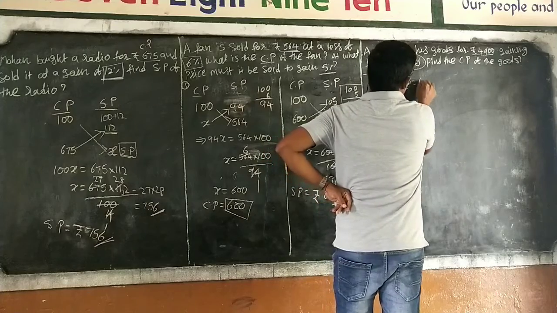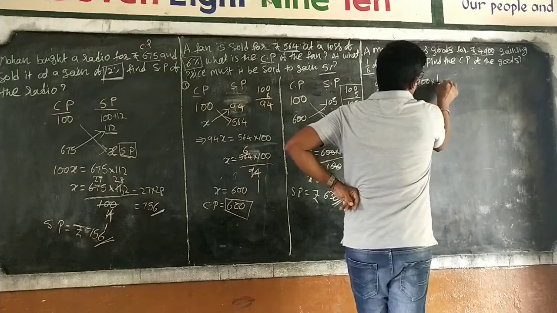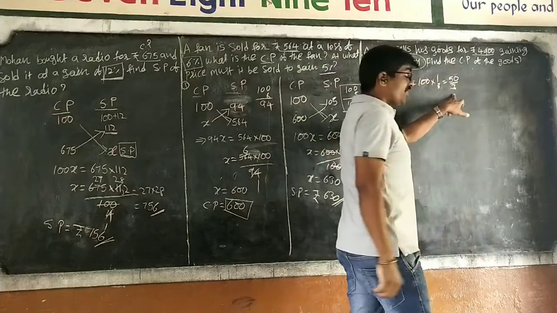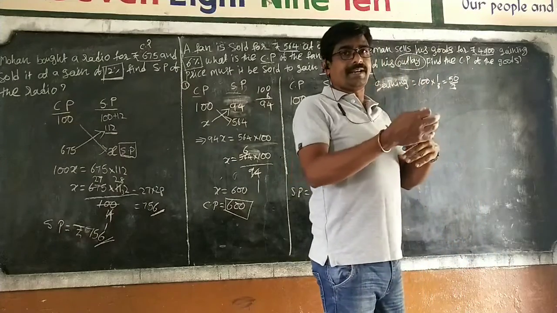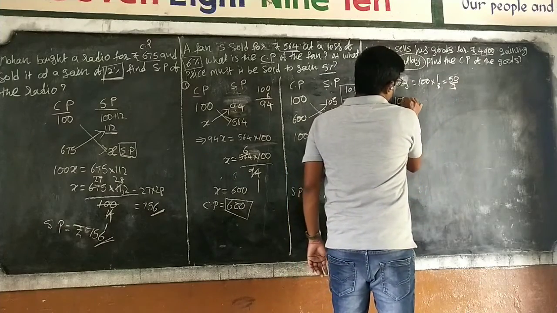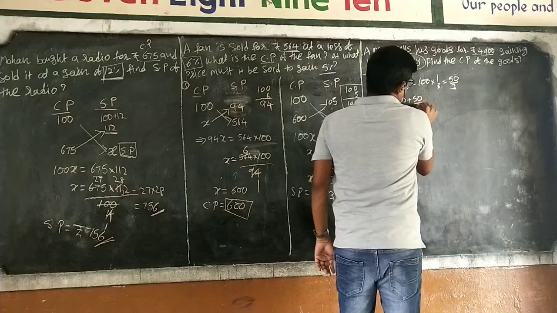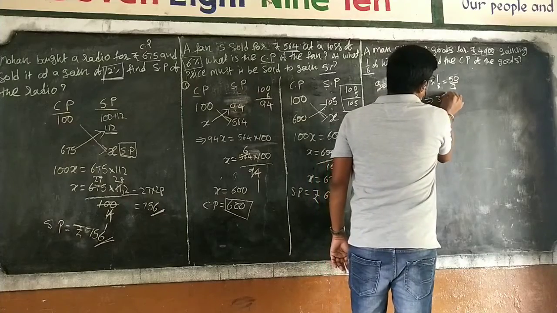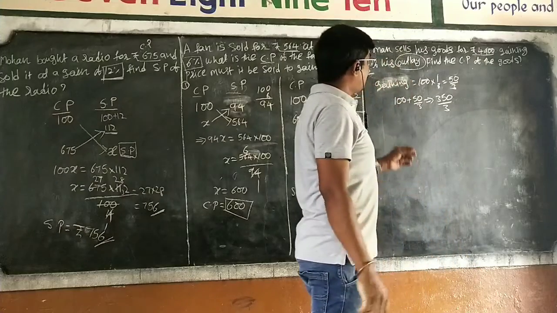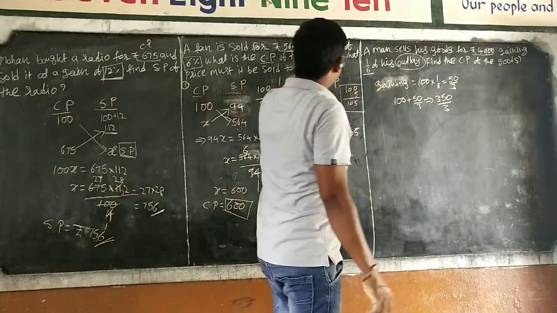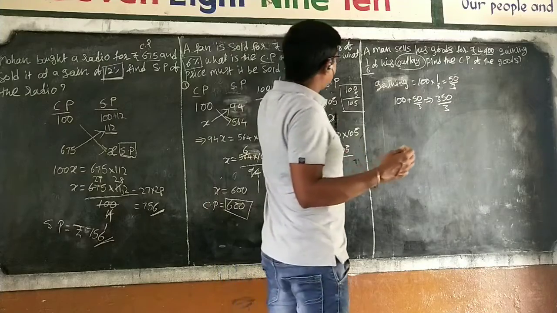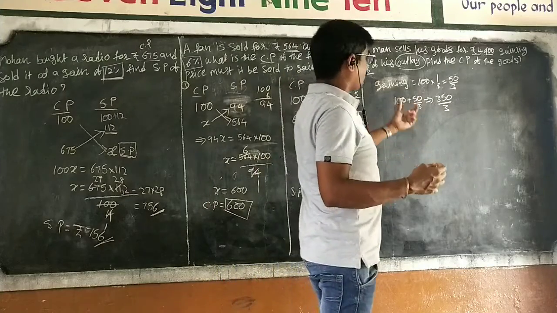Gain is equal to 100 into 1/6, that is equal to 50/3. These 50/3 are more than 100, so that is equal to 100 plus 50/3, that is equal to 350/3. Actually, this is a percentage. So it's a gain percentage. Simply, think about it, this is the gaining percentage.